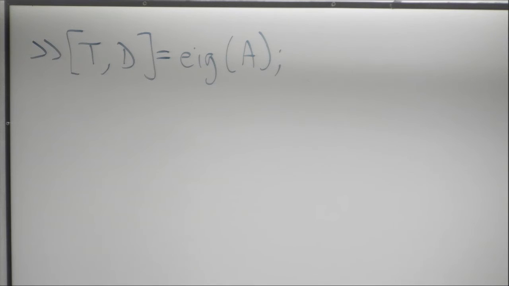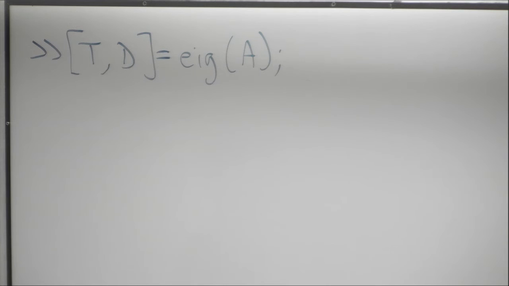Right? So we did this the hard way, using math. But in MATLAB, you can do it the easy way, right? You can solve for the columns, this big matrix T of eigenvectors, and D will be a diagonal matrix with lambda 1 through lambda n using the eig command.